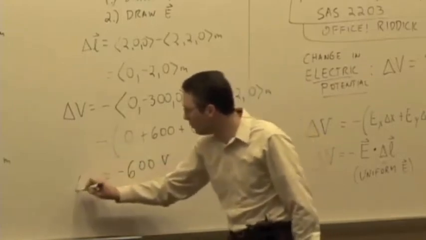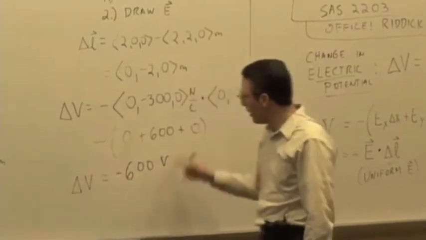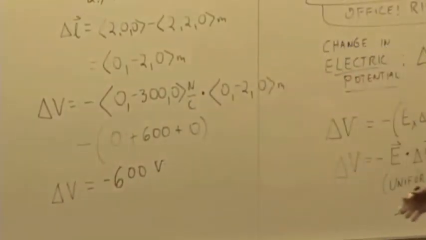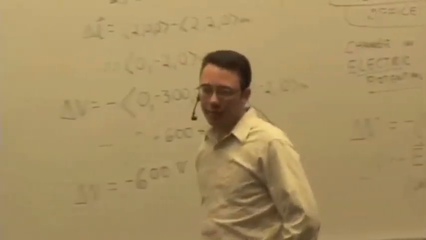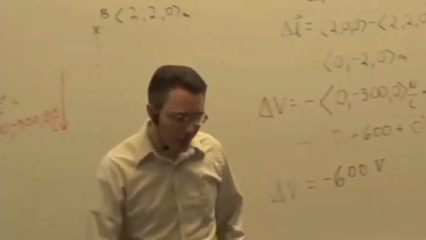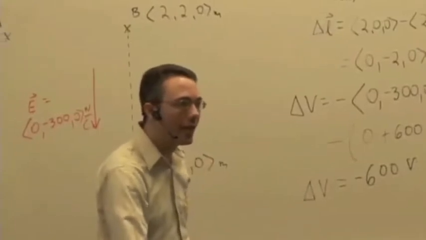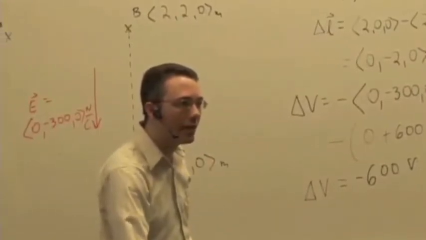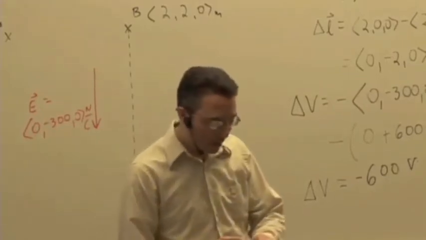And unfortunately, the abbreviation for volts is V, which looks like the same symbol as the quantity, but we'll just have to deal with it. So it's negative 600 volts. Answer 6 is correct. Okay, so you've got to be a little bit careful about directions and signs here because they're going to be extremely important.